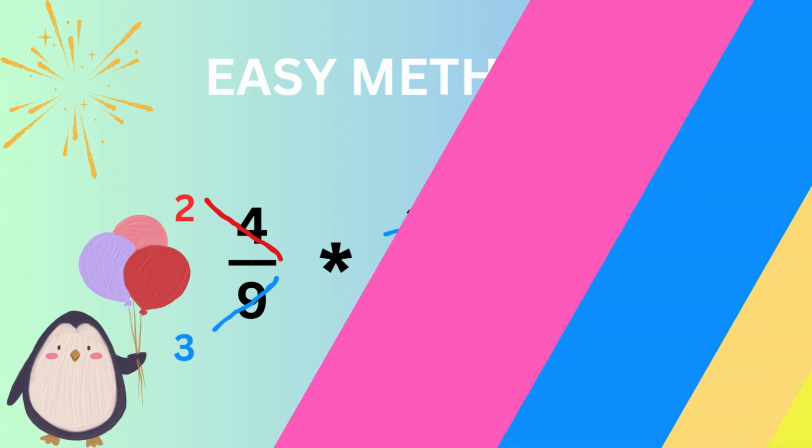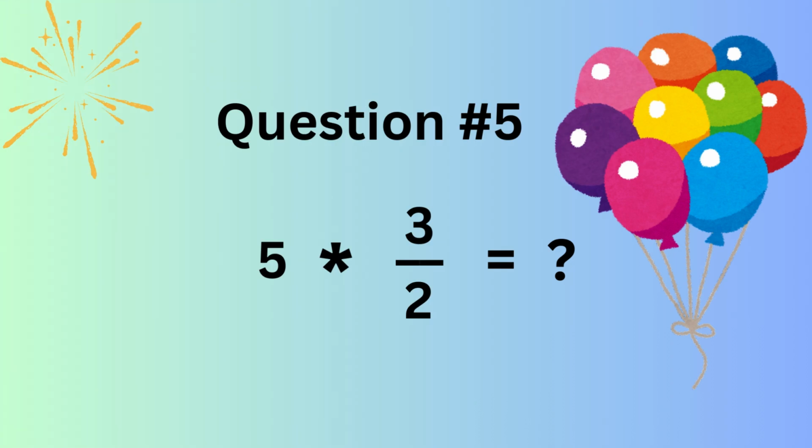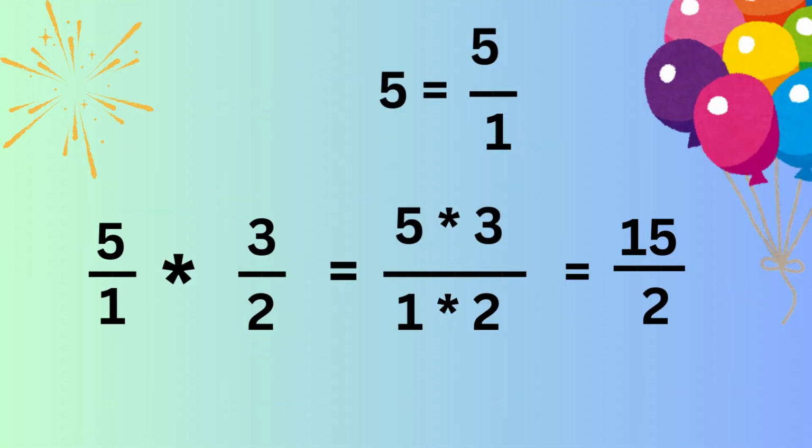This one is a bit different. 5 times 3/2. Remember, any whole number can be expressed as a fraction with a denominator of 1. So 5 can be written as 5/1. Now we have 5/1 times 3/2. First, we need to multiply the numerators. 5 times 3 is 15. Next, we multiply the denominators. 1 times 2 is 2. Our answer is 15/2.